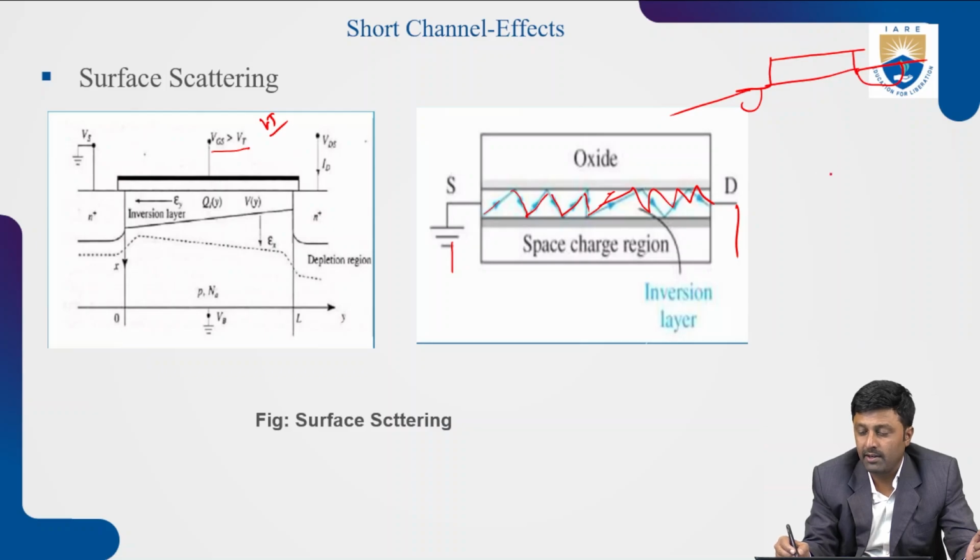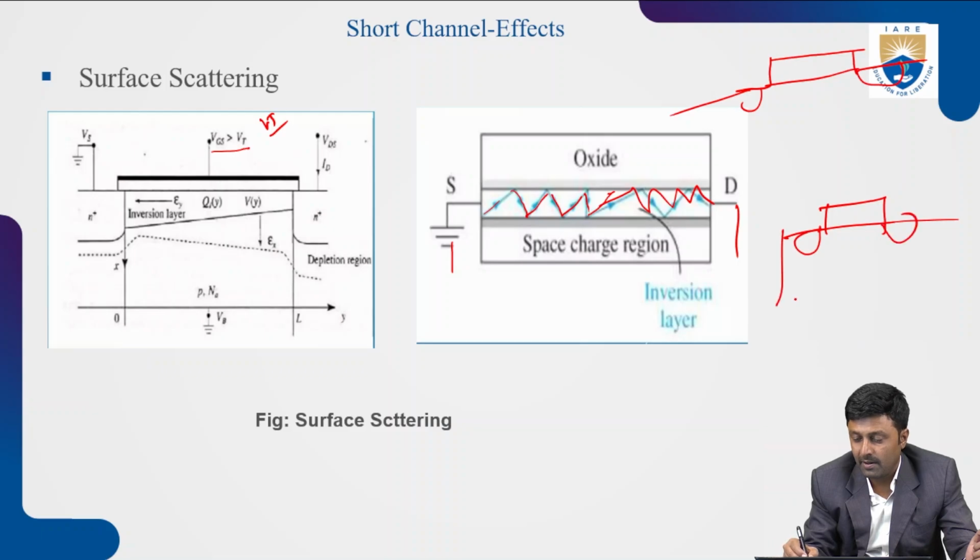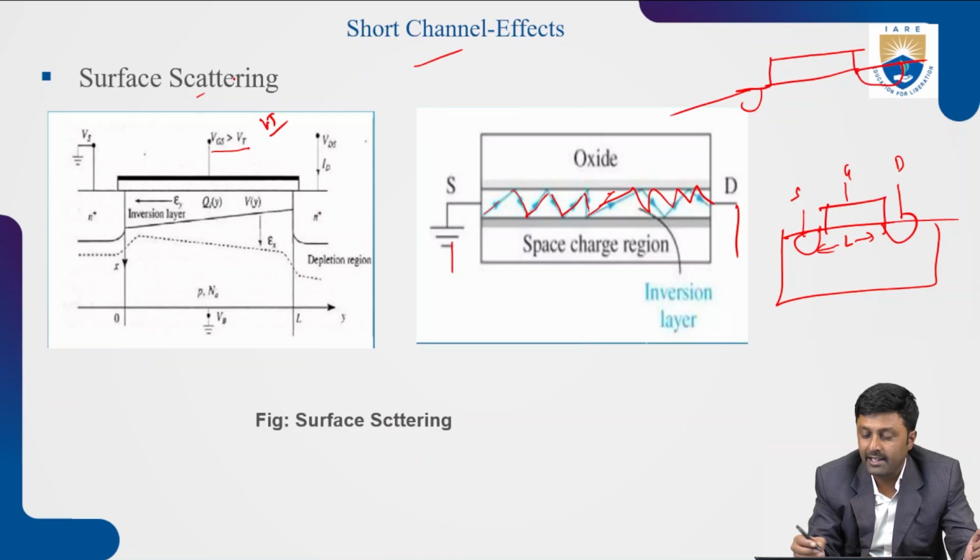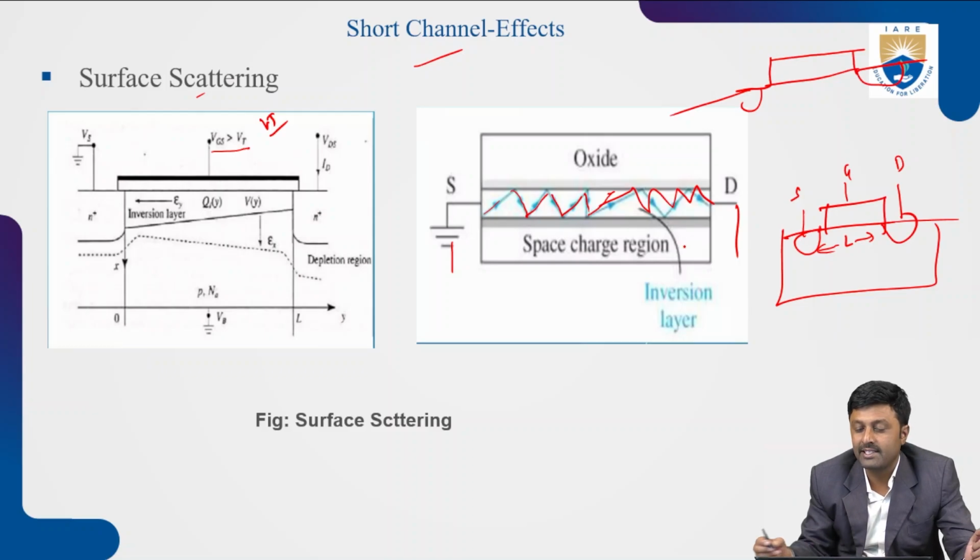So this is the effect. We'll see it in this diagram. Let us say this is our transistor. This is the source, this is the gate, this is the drain. If the length reduces, what will happen? The second effect is surface scattering. The electrons will start moving in a zigzag position.